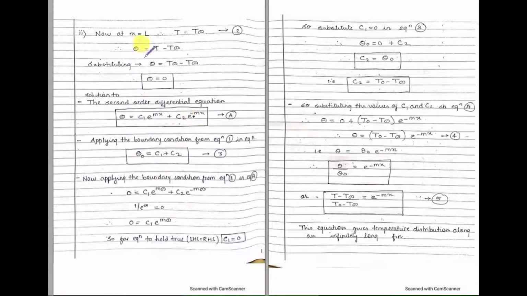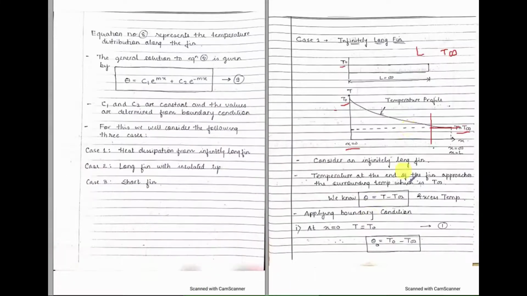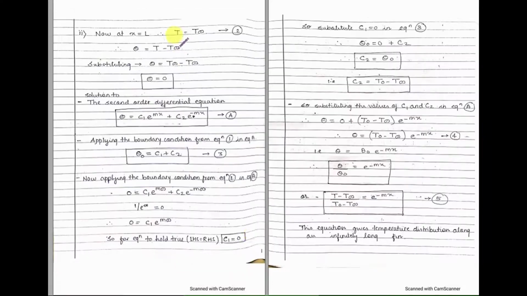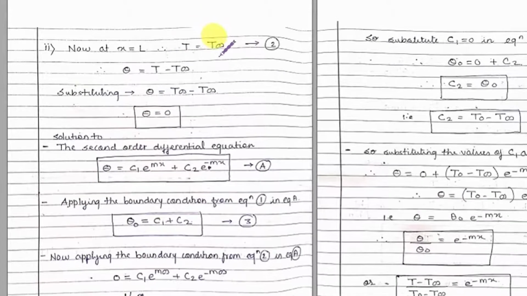Now the next boundary condition we will apply at x is equal to L. As I have told you, at this location the temperature will be T infinity. So at x is equal to L, I will replace T by T infinity, and substitute the value in the equation below. So theta is equal to T infinity minus T infinity, so I get theta is equal to 0 at x is equal to L.